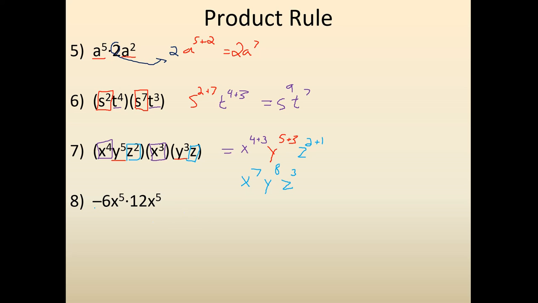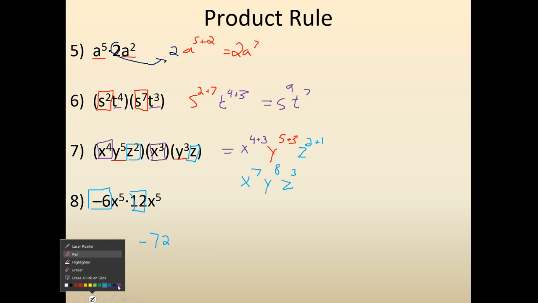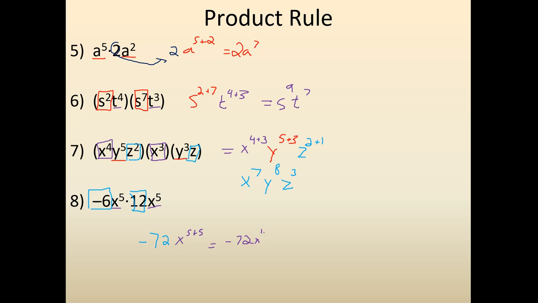And then down here, same thing, coefficients first. So negative 6 times 12. When you plug this into the calculator, you're going to end up getting negative 72. Then we combine the bases. X to the 5th plus 5 gives me negative 72 x to the 10th.